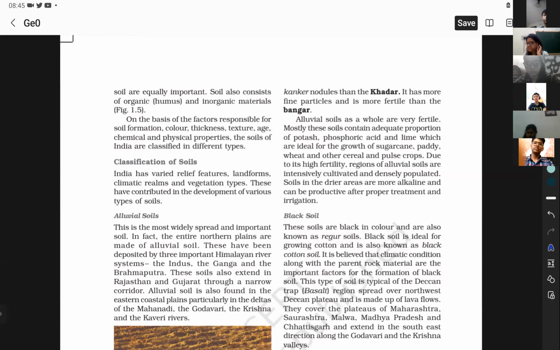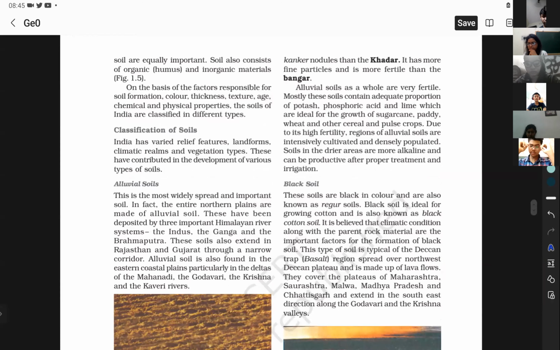Let's go. So on the basis of the factors responsible for soil formation, color, thickness, texture, age, chemical and physical properties, the soils of India are classified into different types. This is an important question. What are the bases for the classification? Which factors are responsible for the classification of different soils? Shall I write this question?